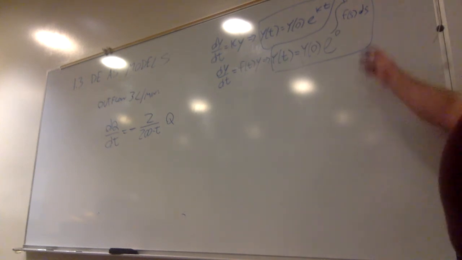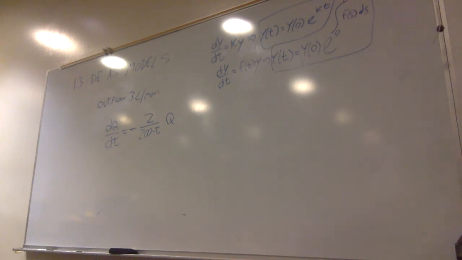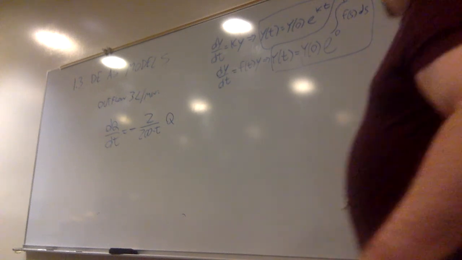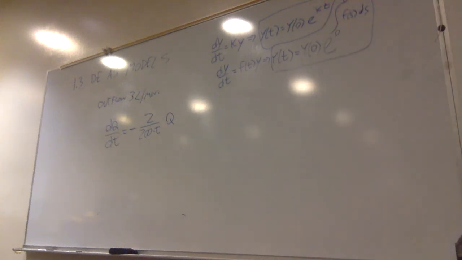I could have written this as an indefinite integral, the indefinite integral of f of t dt, but then there's a plus c to take into account. So this is a solution of this initial value problem, where you're given y of 0 for initial condition.